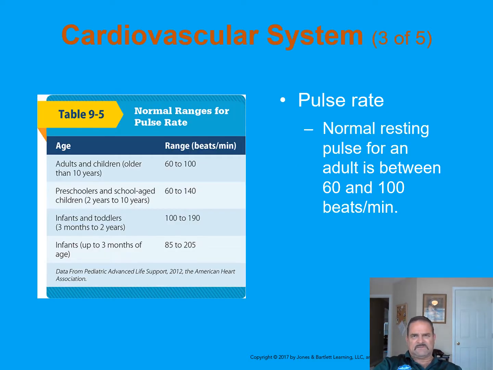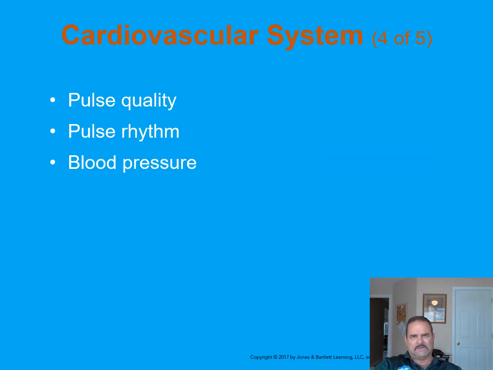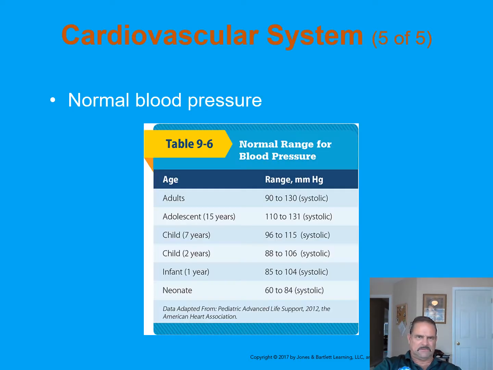All right, so use the rate. Normal resting pulse for adults is between 60 and 100. This is table 9-5. It's on slide number 55. This is your normal ranges. Pulse quality, rhythm, and blood pressure. These are major factors in looking at the cardiovascular system. Normal blood pressure, here you go. Table 9-6 on slide 57. Nice little tool for your toolbox.